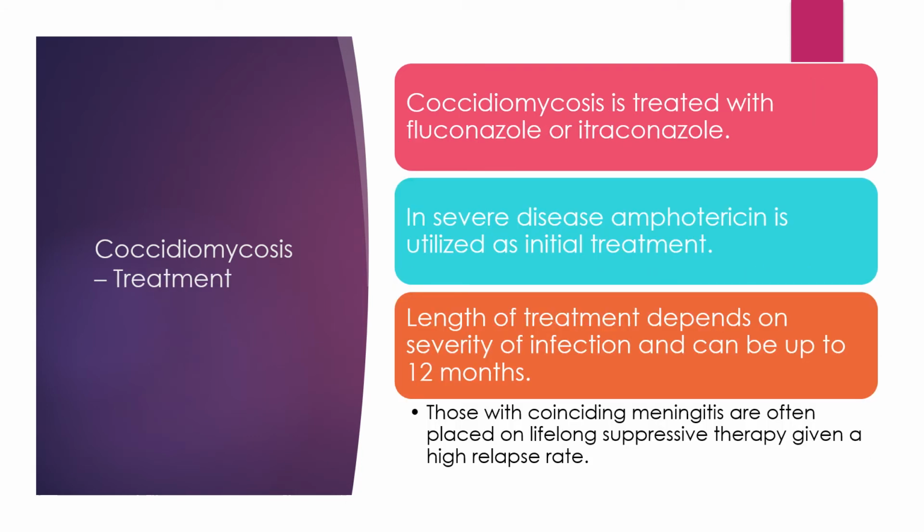So treatment. Coccidiomycosis is treated with fluconazole or itraconazole. As with the other fungal infections, your choice of therapy is guided by severity of infection. So severe disease is treated with amphotericin, and length of therapy is likewise dependent on the severity of infection and how immunocompromised the host is, but treatment can be up to 12 months. And of note, those with meningitis are often placed on lifelong suppression due to a high relapse rate of infection.